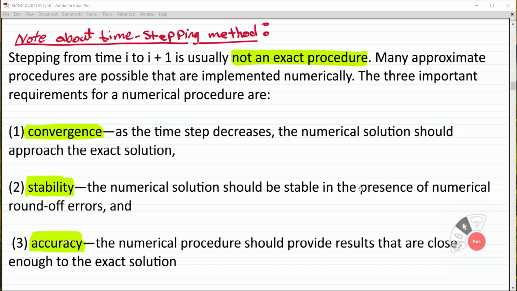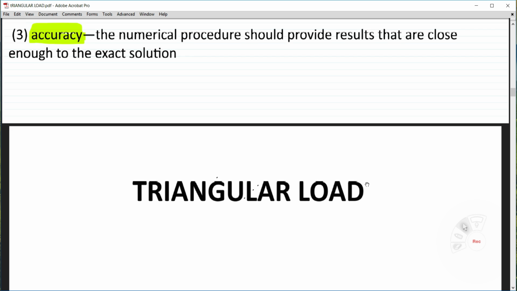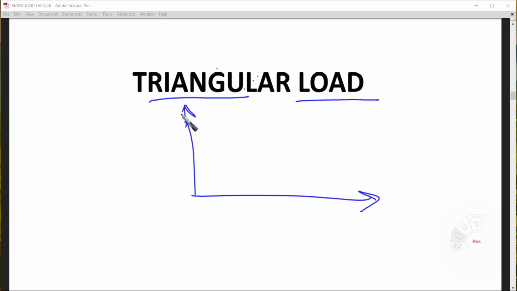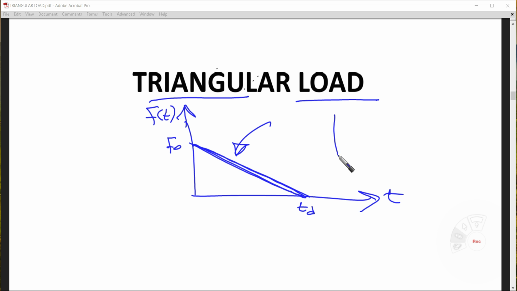Now let's go to the next part, which is related to the triangular load. Again, why do we choose this triangular load? Because if you remember, last time I was talking about different types of loading. We have triangular loading. For example, with t and f of t here, the function is something like this, a known function. We can put a pattern, we can put an equation for it, whether it is triangular or rectangular, for example.